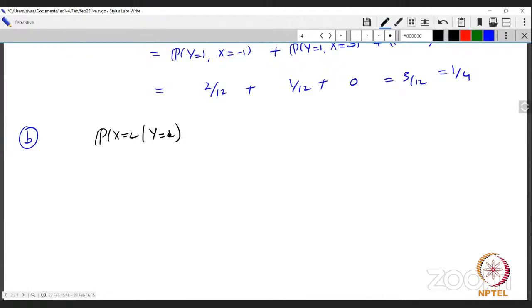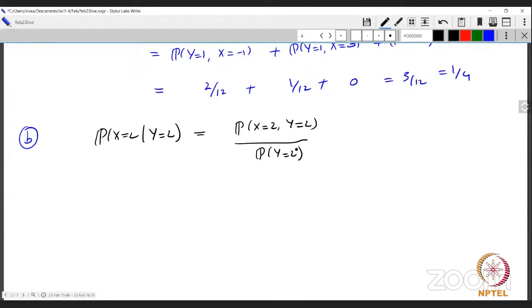Can someone on chat just say a conditional probability? How do you do that? So by definition of conditional probability, this is the same as probability x equal to 2 and y equal to 2 divided by probability y equal to 2. That's what we have. Very good.